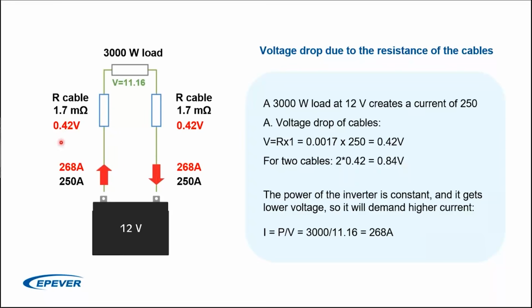in your voltage. And what is the result of this? As a result of this voltage loss in your system, you will not receive 12 volts at your inverter side. You will only receive 11.16. And what is the result of that? When you have the voltage 11.16 and the load 3000, then your current is not 250 amps anymore. It is 268 amps. So this is going to increase the current that is flowing into your system, and it will cause a lot of problems.